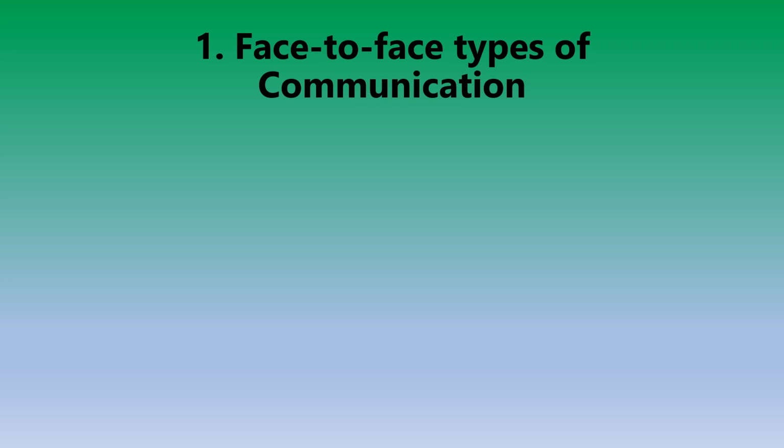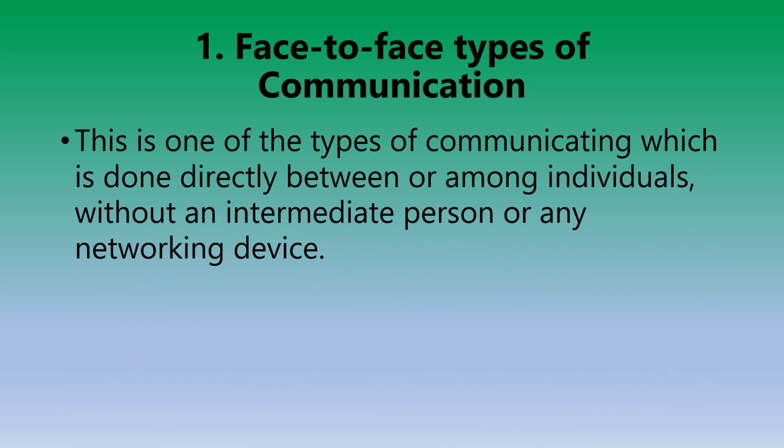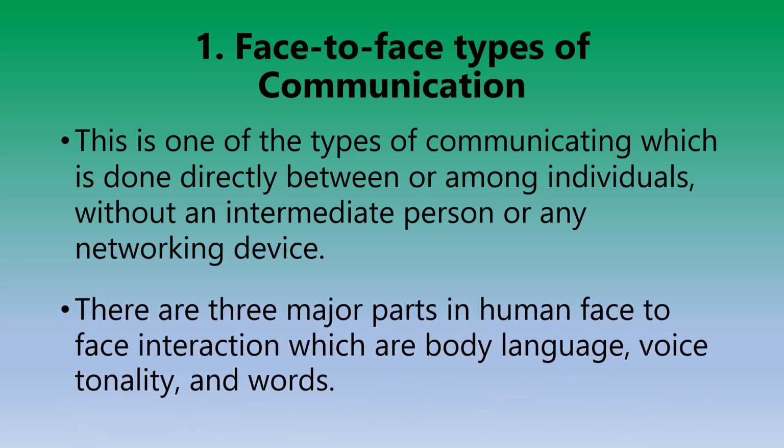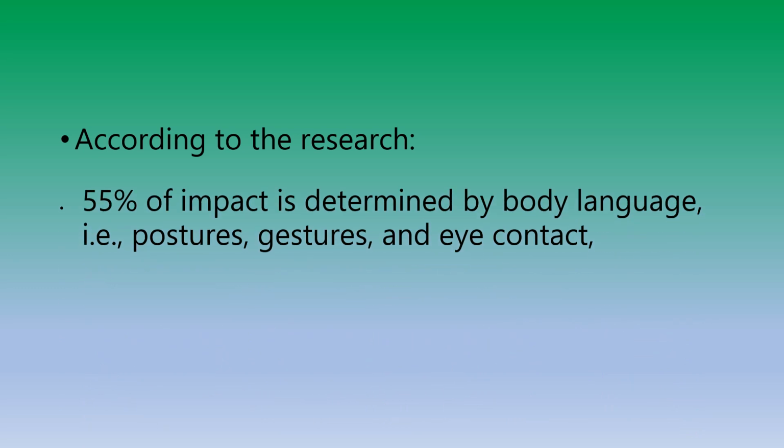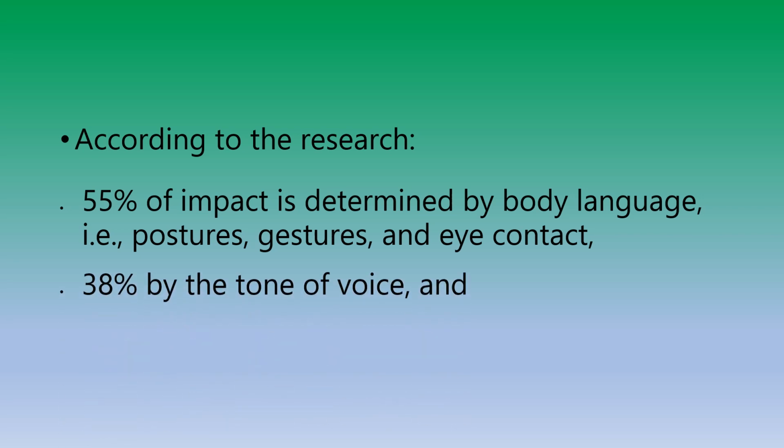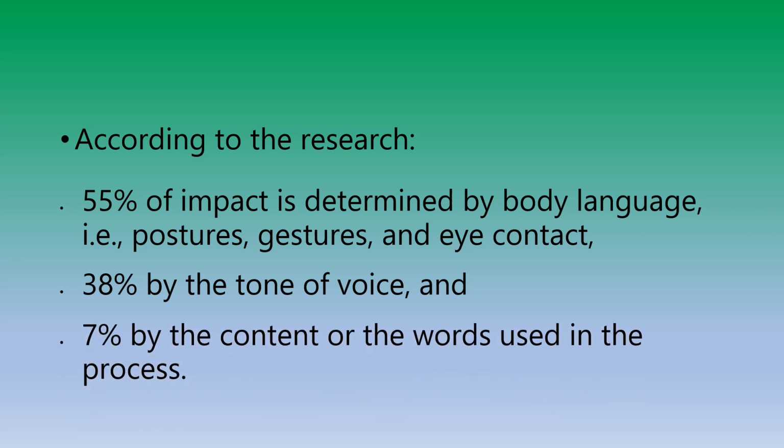1. Face-to-face types of communication. This is one of the types of communicating which is done directly between or among individuals, without an intermediate person or any networking device. There are 3 major parts in human face-to-face interaction, which are body language, voice tonality, and words. According to the research, 55% of impact is determined by body language, i.e., postures, gestures, and eye contact, 38% by the tone of voice, and 7% by the content or the words used in the process.